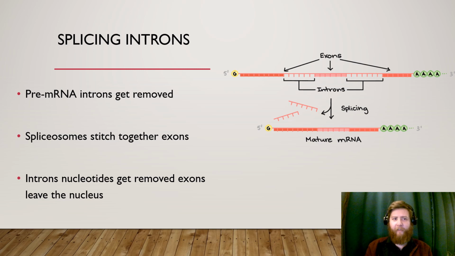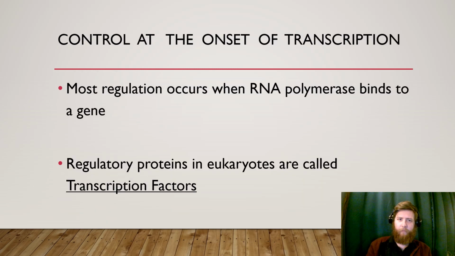When we splice introns, we'll take these introns out, we'll splice these exons together, and then we'll make this mature mRNA that then leaves the nucleus and goes into the cell to find a ribosome. So, control at the onset. Most of our regulation is going to occur when RNA polymerase binds to a gene. These regulatory proteins in eukaryotes, we call them transcription factors. Transcription factors are very important for whether or not you're expressing a gene, using a gene, making a hormone, not making a hormone, et cetera.